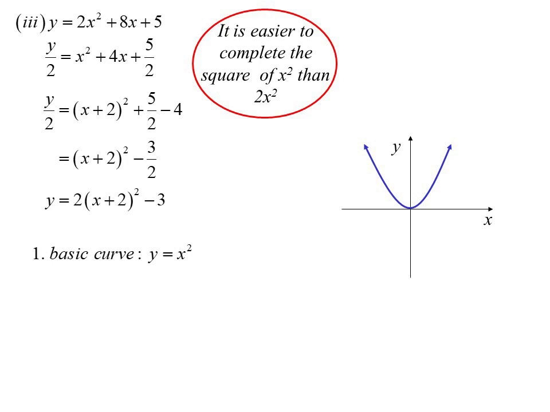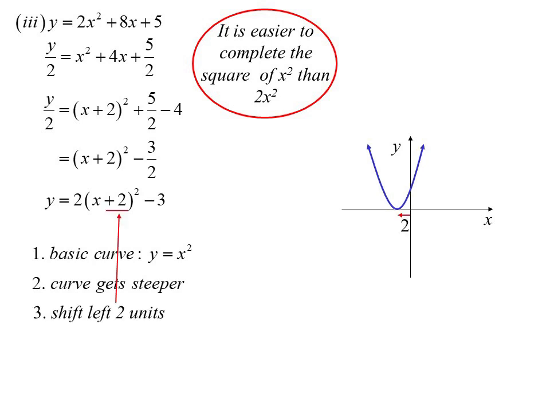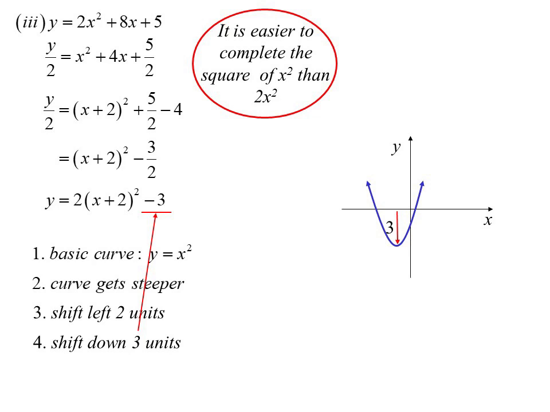Well, the 2, if you recall, dilates it or stretches it, depending on how you think about it. This will become a steeper curve. So my parabola, I'm going to make a bit steeper. So it's now 2x squared. The shift, I'm going left 2 units, and I'm going down, in this case, 3 units. There's my new parabola. Then we also looked at things like reflecting curves.